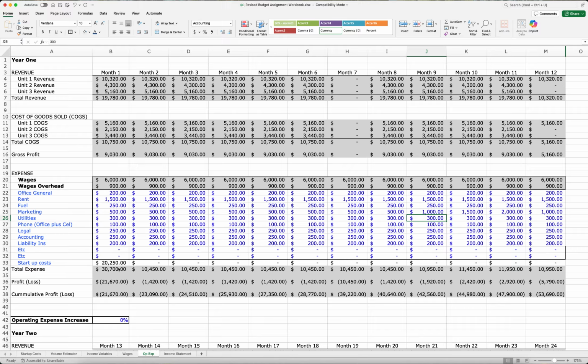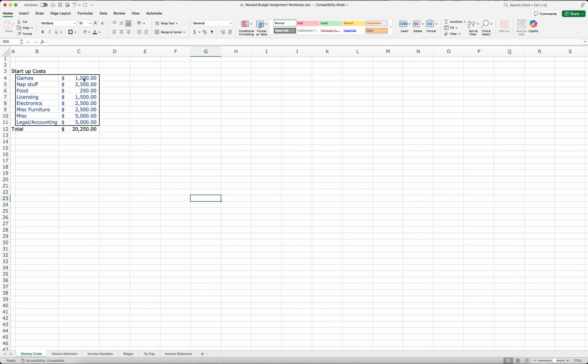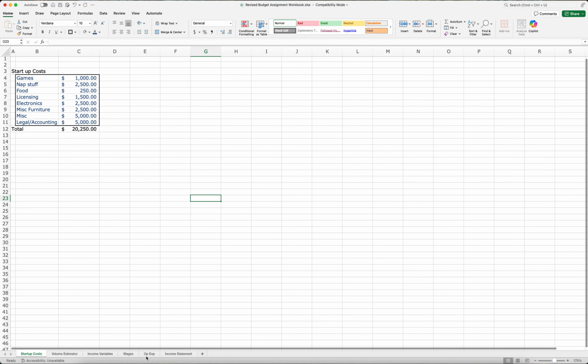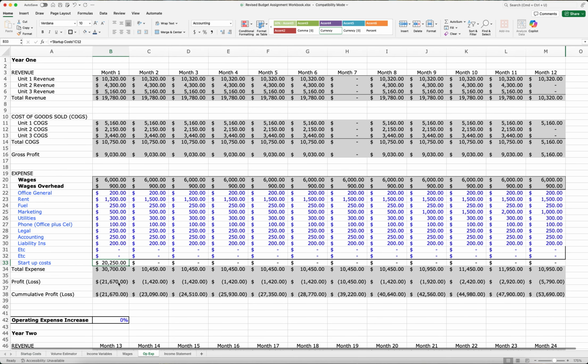Now, you'll notice there's a number here, startup costs. This number automatically gets pulled over from here. So what you do here automatically rolls over to the operating expense. Pretty straightforward, okay? So now this shows you what is my total expense per month. You'll notice $10,450. My gross margin is 9,000, which means that I am operating at a loss every single month. This will show you the monthly, and this will show you the cumulative.